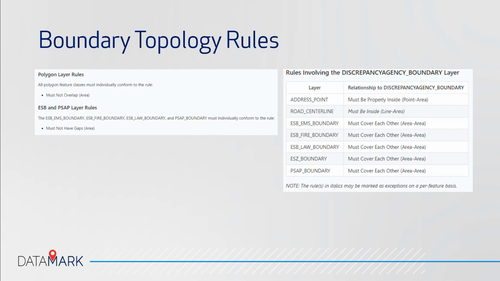It all has to cover the discrepancy agency boundary. Okay. Now, as far as the address point, all of the address points must be properly inside the discrepancy agency boundary. So you have to make sure that all of the address points are geographically within that boundary. And the same with road center line, they must be inside that boundary. All right. And again, this is in the toolkit documentation. If you guys download that and look at that, the README has all of this in there.